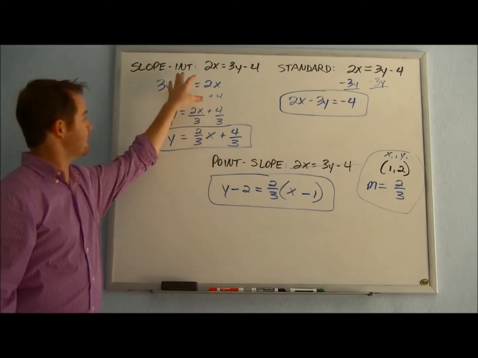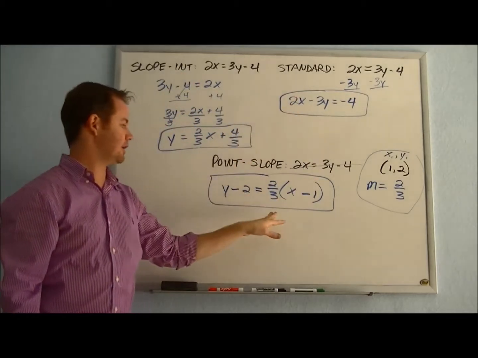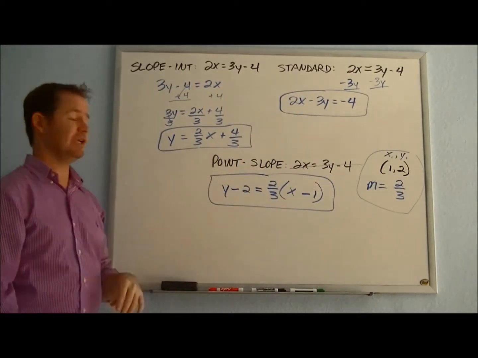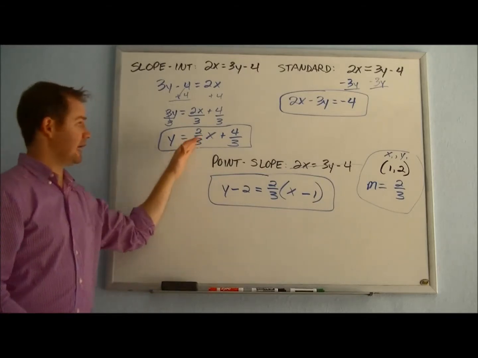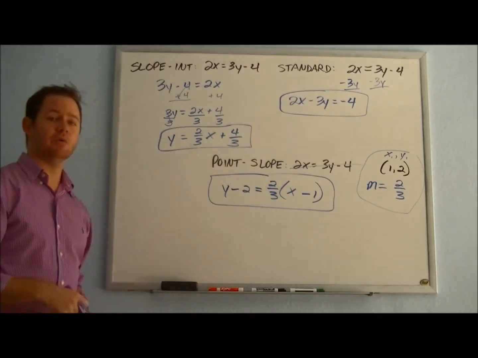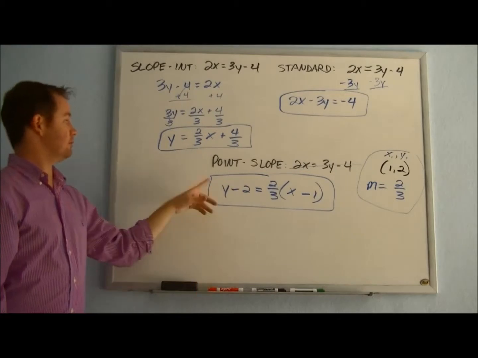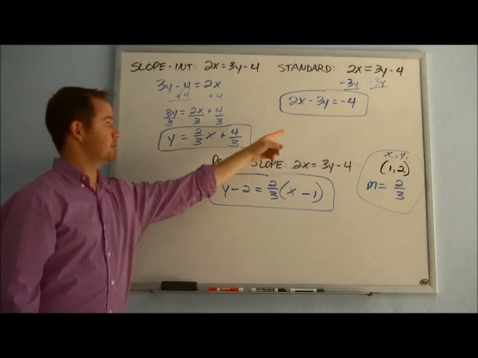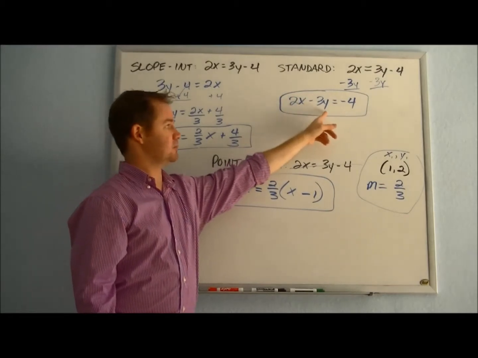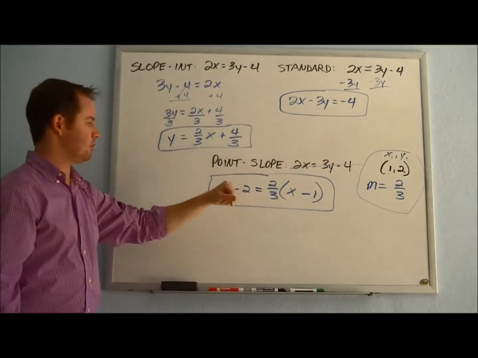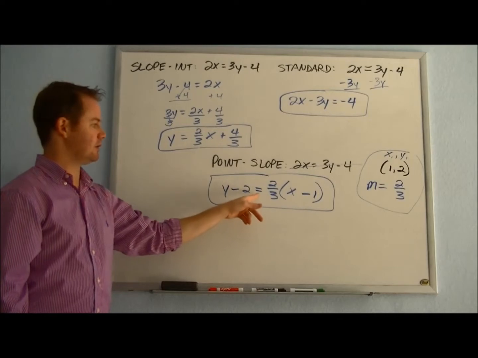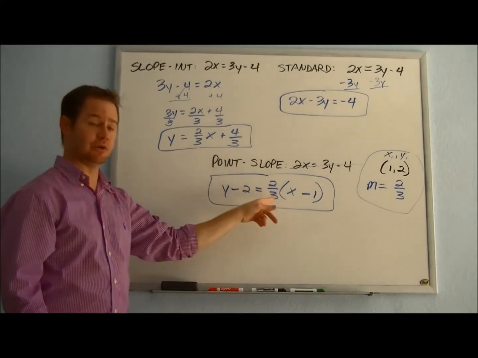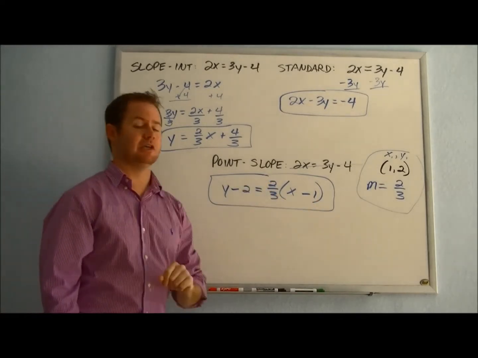So for the same equation, we have slope-intercept, standard, and point-slope forms shown here. And keep in mind that when given any one of these, you can always convert into the others by, for slope-intercept, setting y by itself. For standard form, ax plus by equals c. And for point-slope form, y minus y1 equals m, or your slope, times x minus x1.